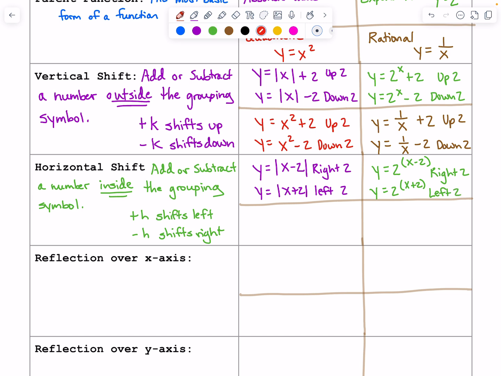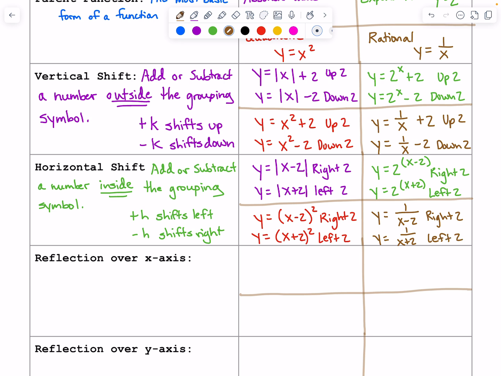And then for a quadratic, it's going to be y equals (x minus 2) squared, and that makes it shift right 2. And then y equals (x plus 2) squared would make it shift left 2. And then for rational, that is the fraction bar. So x minus 2 would be in the denominator, and that would make this function go right 2. And then y equals 1 over x plus 2 would make it go left 2.